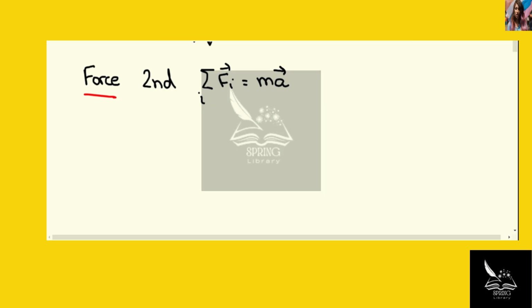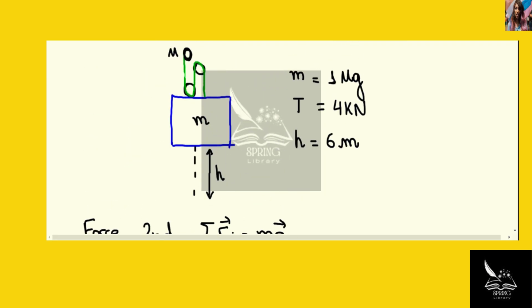Also, according to Torricelli's formula, we know that the velocity squared of a body at any point is equal to the initial velocity squared plus 2 times the acceleration times the distance that was traveled by the object. And with these two concepts, we can solve our exercise.